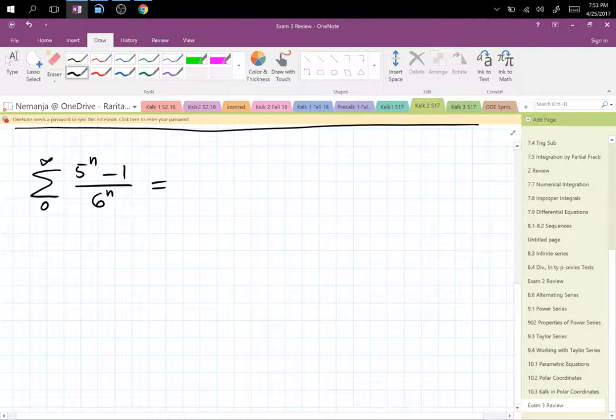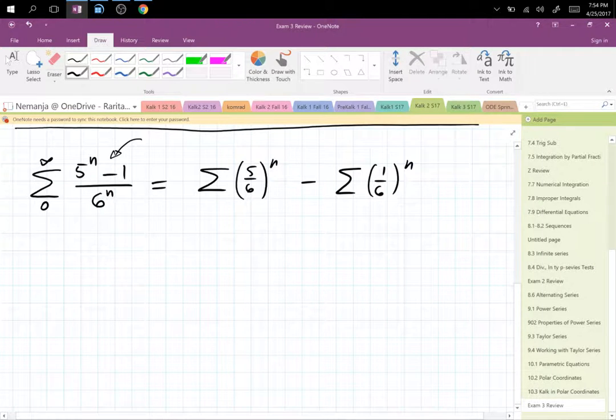What I see here are two separate series. Because I have a minus sign in the numerator, I can split this into the summation of 5 to the n over 6 to the n minus the summation of 1 over 6 to the n. And since both of these have ratios less than 1, they're both convergent, which means it makes sense for me to compute sums and the overall convergence. Why? That's geometric. Both are geometric. Very good.